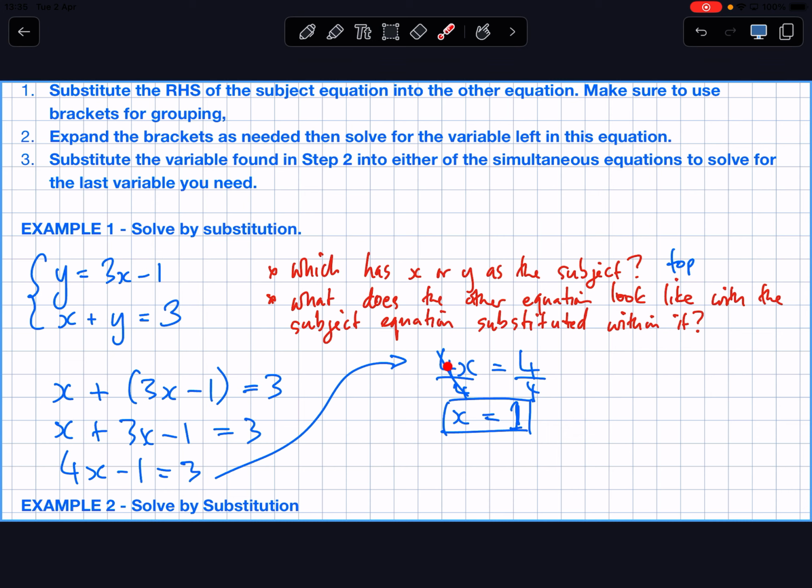What's the 4 here doing to x? You're timesing. So what's the opposite of timesing by 4? Divide both sides by 4. And then I literally said 4 divided by 4 is 4. And that's on the internet now.